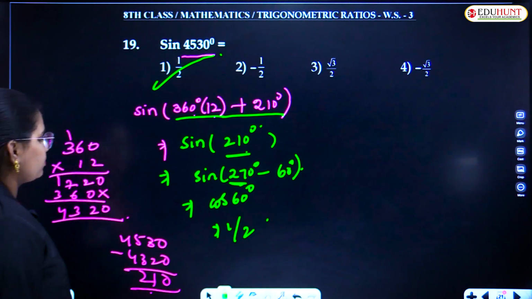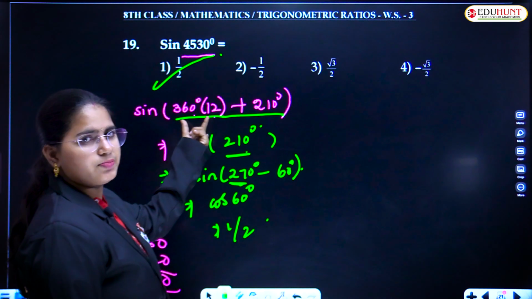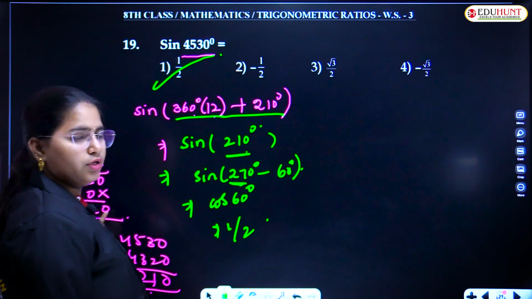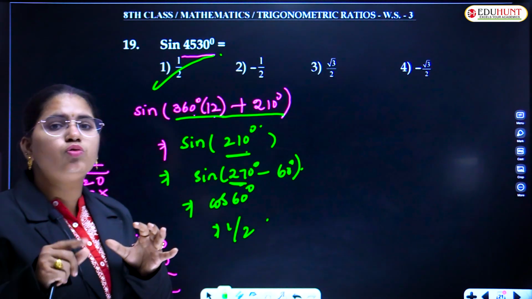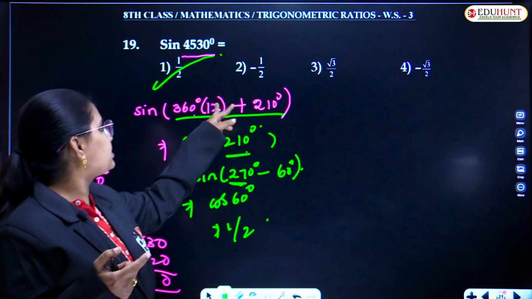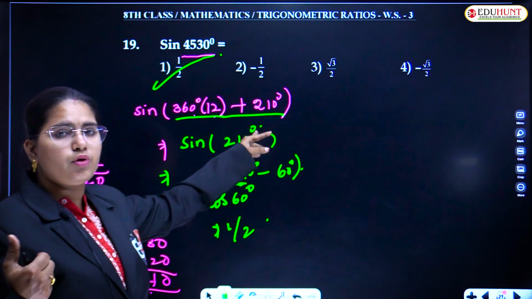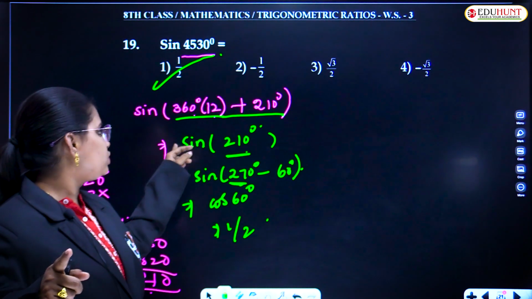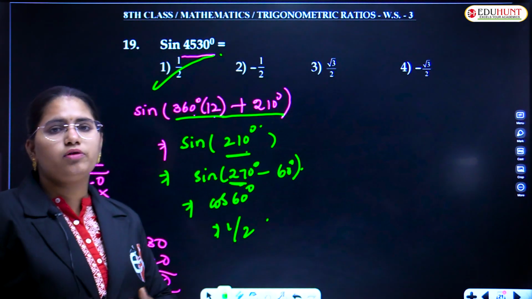Just look into it, I repeat again. Sine 4530 can be expressed as 360 into 12, which is 4320. So I need to add 210. 360 plus theta lies in which particular quadrant? First quadrant. In the first quadrant, sine is what? Positive. So sine 210. Again, I am not familiar with the 210 angle.